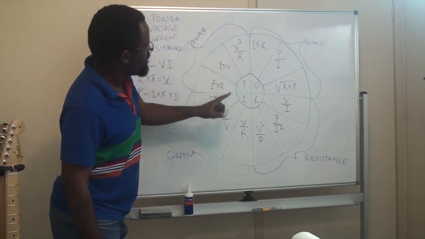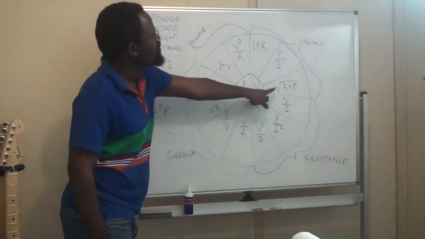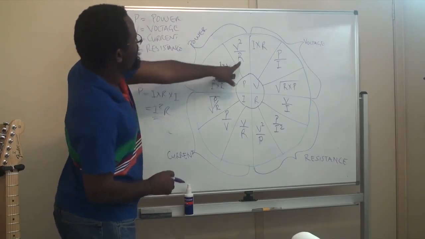So we have all three formulas. Now the other one there, V is equal to the square root of R times P. So you get this one here.